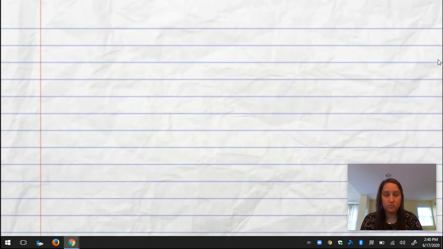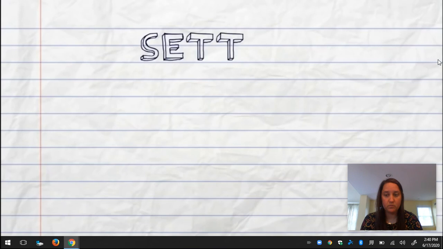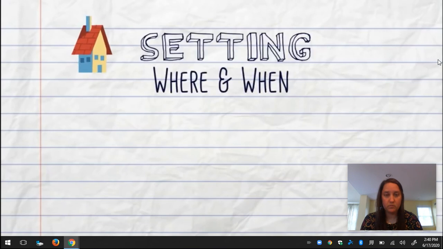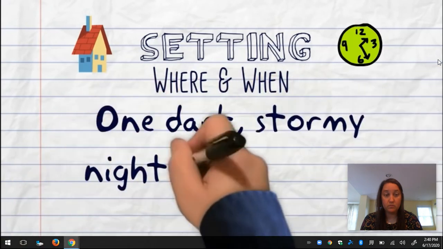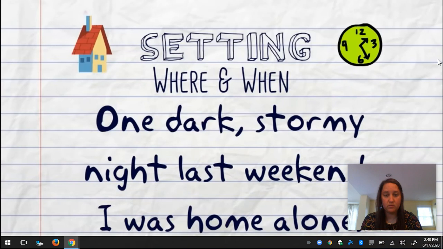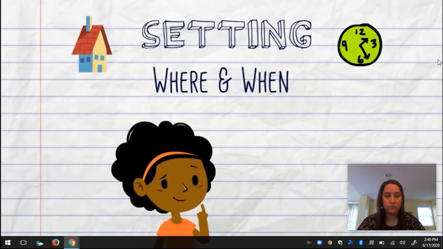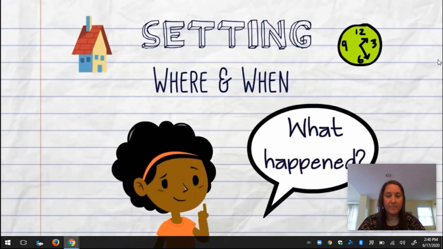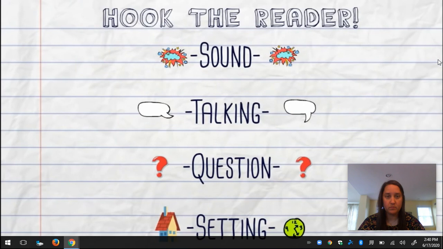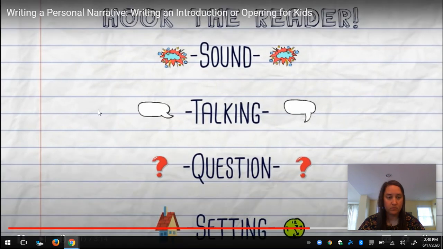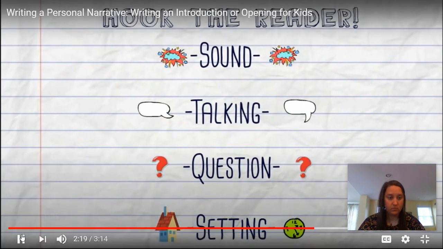And last, you could start your story by describing the setting. The setting is where and when your story happens. For example, you might write, "One dark, stormy night last weekend, I was home alone." I bet the reader would want to read more about what happened on that dark and stormy night. So now I have several options about how to start my story.